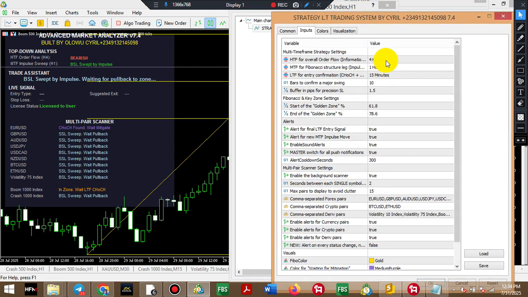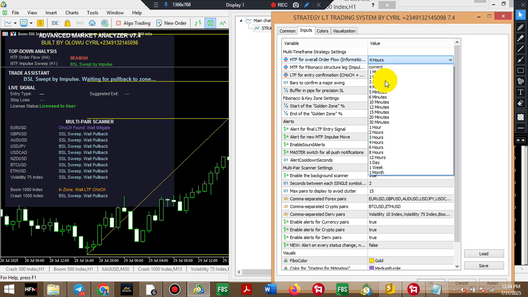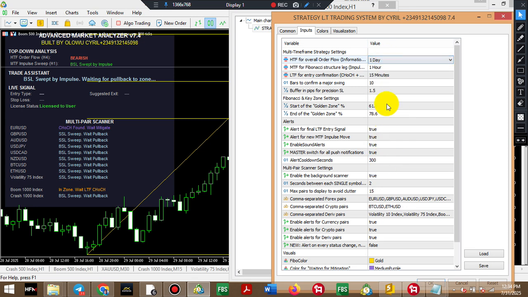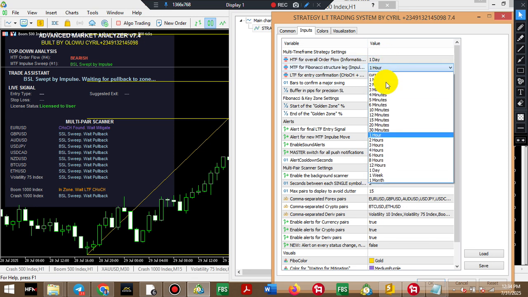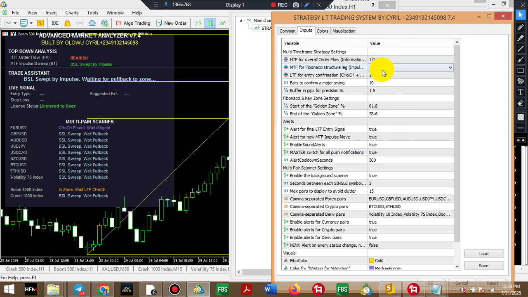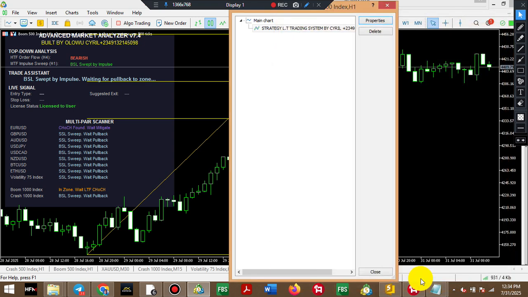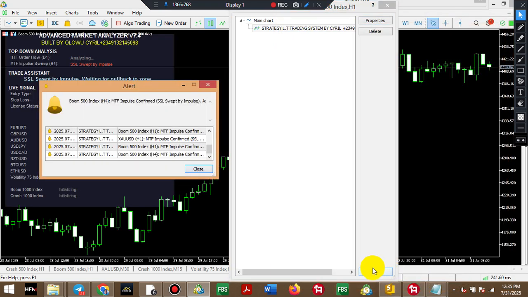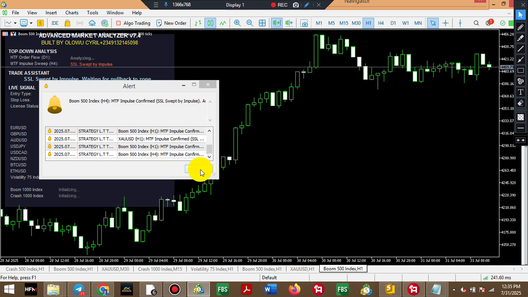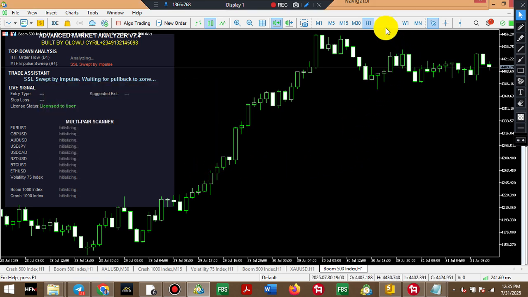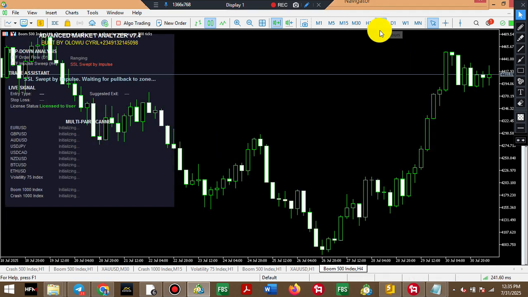On the next time frame alignment, we are going to switch the highest time frame we will be using this time to daily. The middle time frame is going to be H4. We're still going to maintain 15 minutes as our entry. Exactly. So immediately we click OK, and then we close this. Now we are going to H4 because that is the middle time frame we are using.